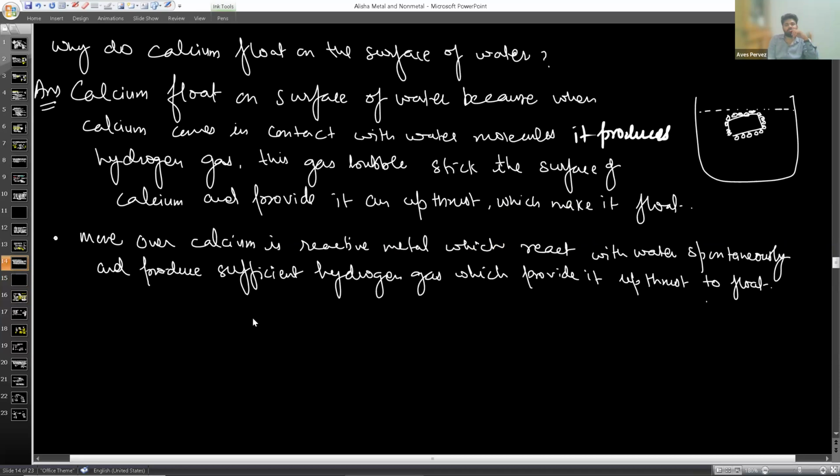Yes, you, Aisha. Calcium floats on the surface of the water because when calcium comes in contact with the water, it produces hydrogen gas and it sticks on the surface of the calcium and due to buoyant force it floats. Calcium is a reactive metal that reacts with water and produces hydrogen gas. Okay, so please write it down in your notebook. Note everybody fast.